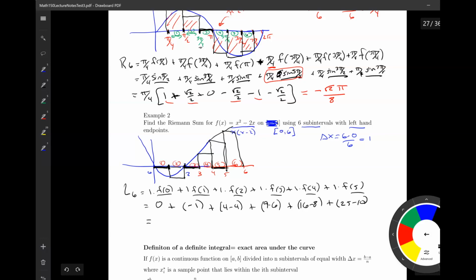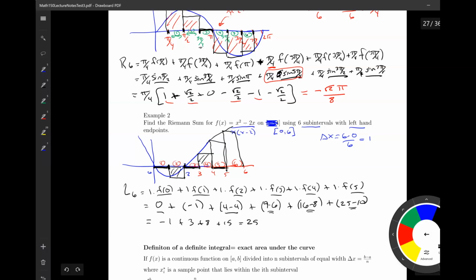So let's see what I've got here. I get negative 1, that goes to 0, and there's another 0. This gives me a positive 3, plus an 8, plus a 15. So this is giving me a positive area. So I have 11, subtract a 1 is 10. So I get an area of 25.